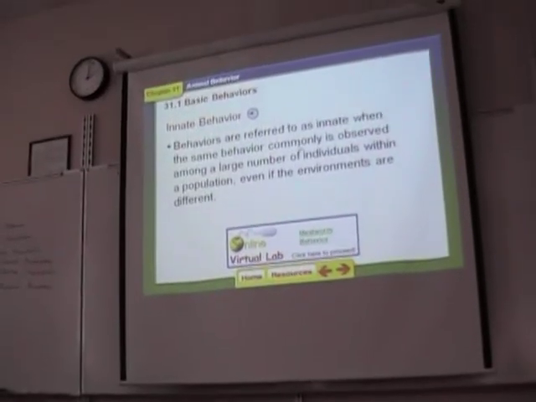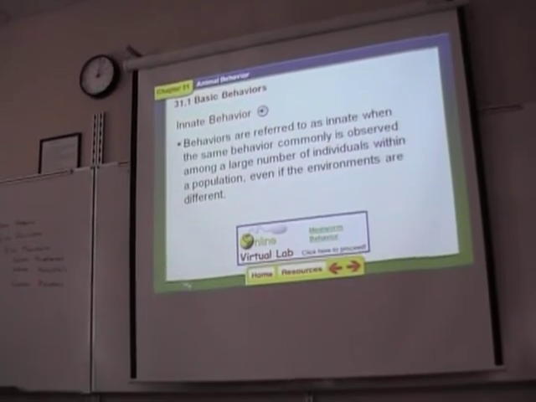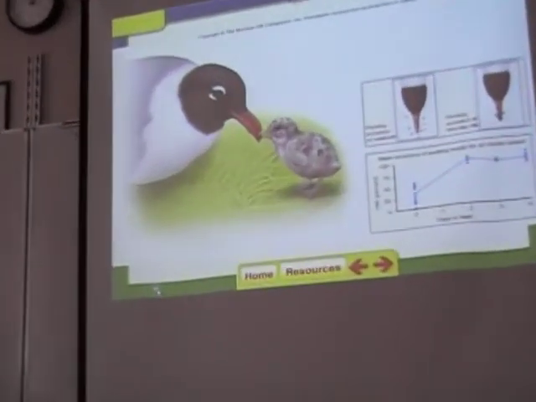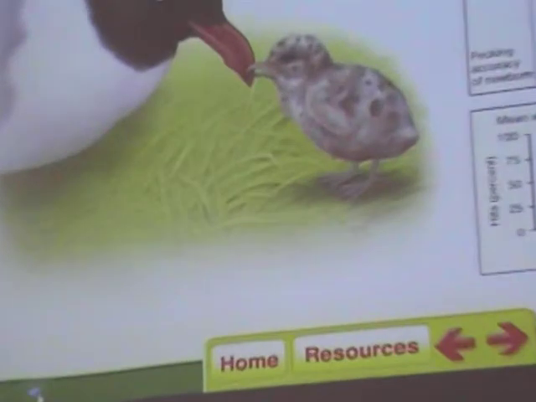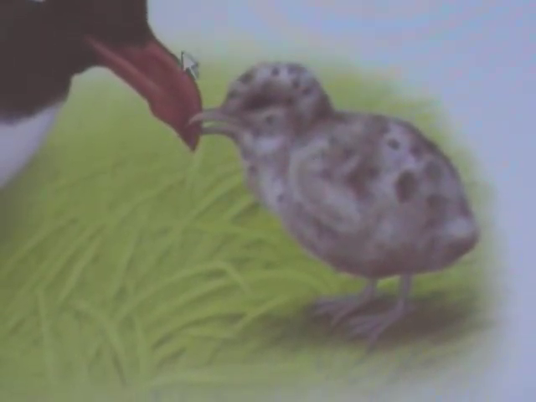Innate behavior, behavior that you're born with. The innate behaviors are a bunch of different types. This shows an innate behavior where baby gulls, like a seagull here, will peck at the beak of their parents after they're born. That's their way of telling their parents that they're hungry. And they're born with that behavior.